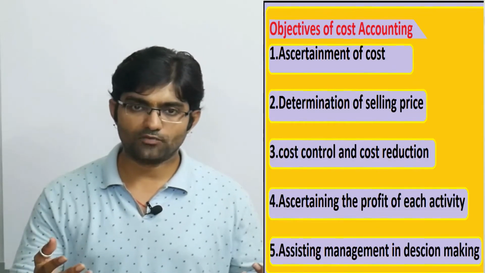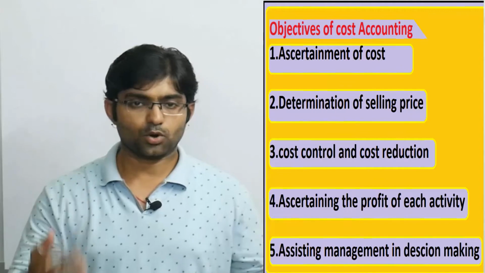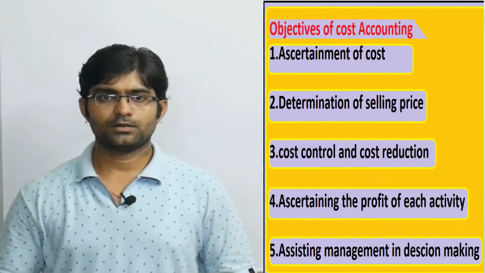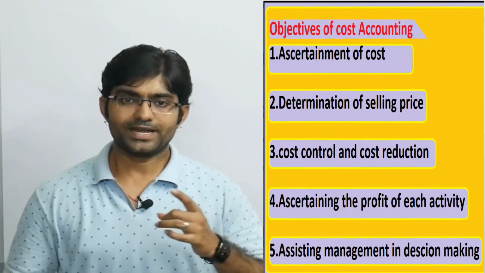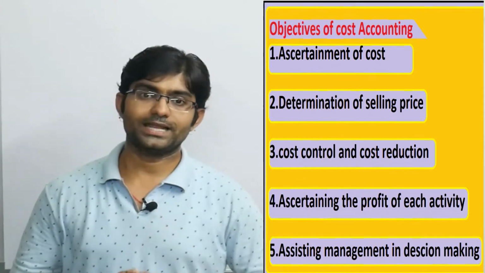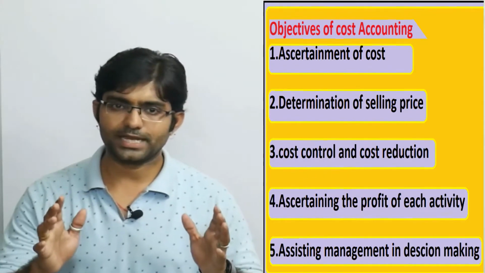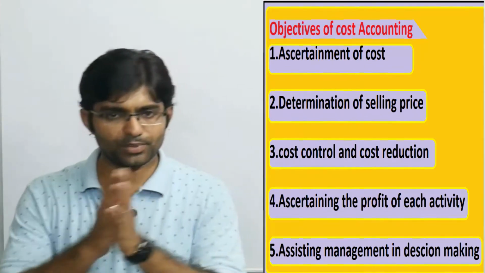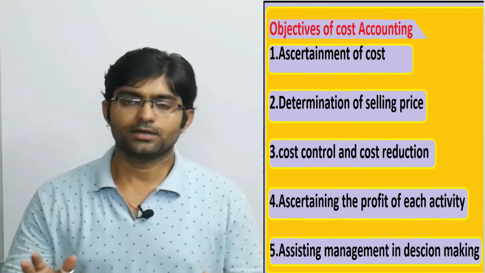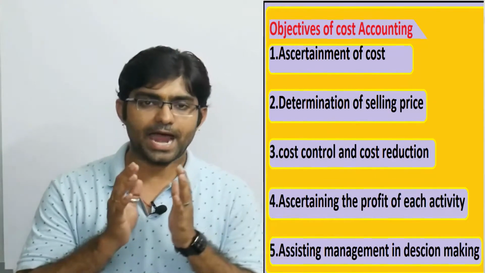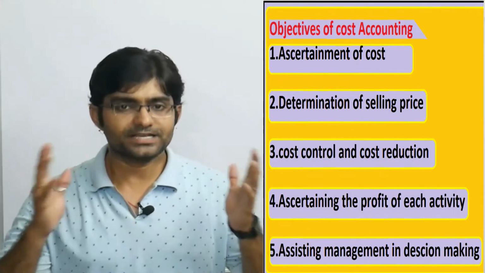Let us see what are the objectives of costing. First one is ascertainment of cost, that is computation of cost or determination of cost. There are two methods. First one is post costing and the second one is continuous costing. In post costing, after the activity is completed, then we calculate what is the cost and we add a particular margin and fix the price.